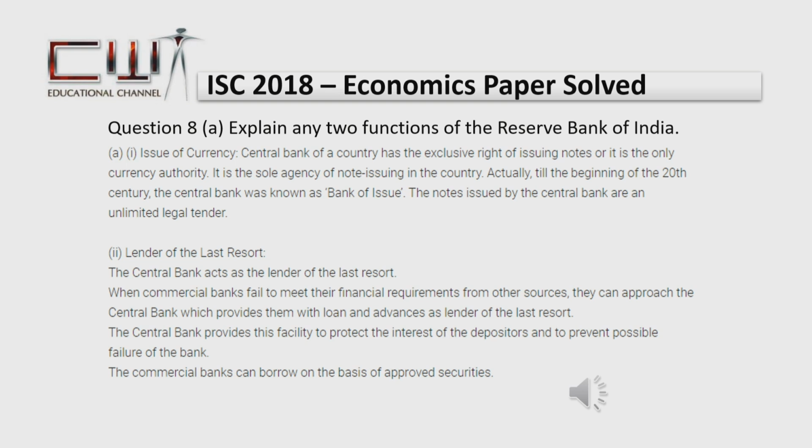The second function of RBI is that it is the lender of the last resort. The central bank acts as the lender of the last resort. When the commercial banks fail to meet their financial requirements from other sources, they can approach the central bank, which provides them with loans and advances as lender of the last resort. The central bank provides this facility to protect the interest of the depositors and to prevent possible failure of the bank. The commercial banks can borrow on the basis of approved securities.